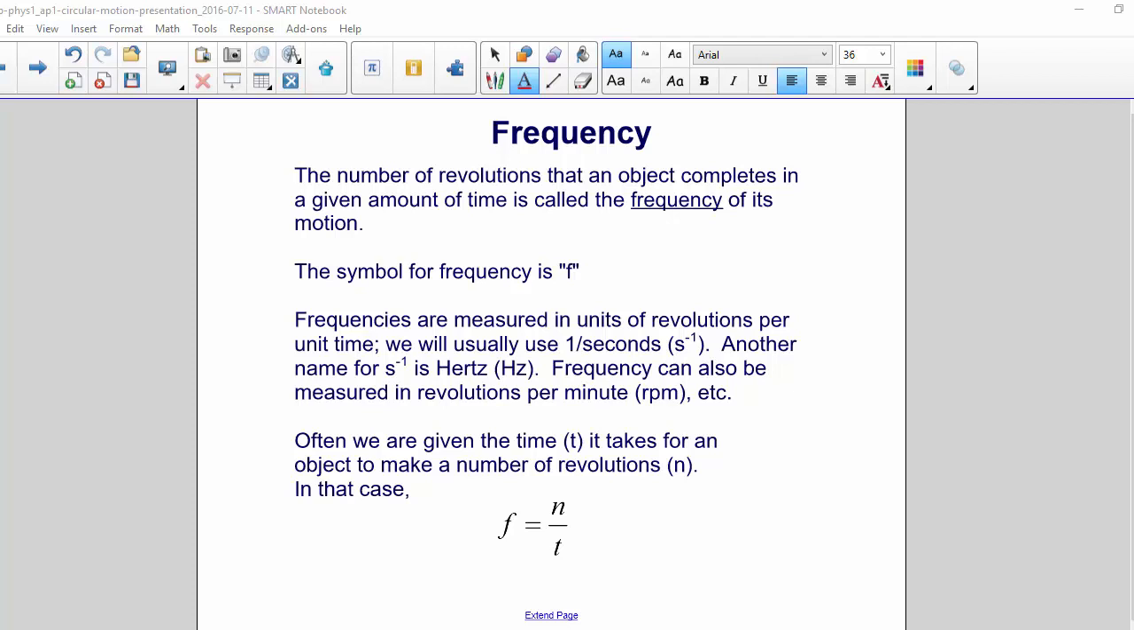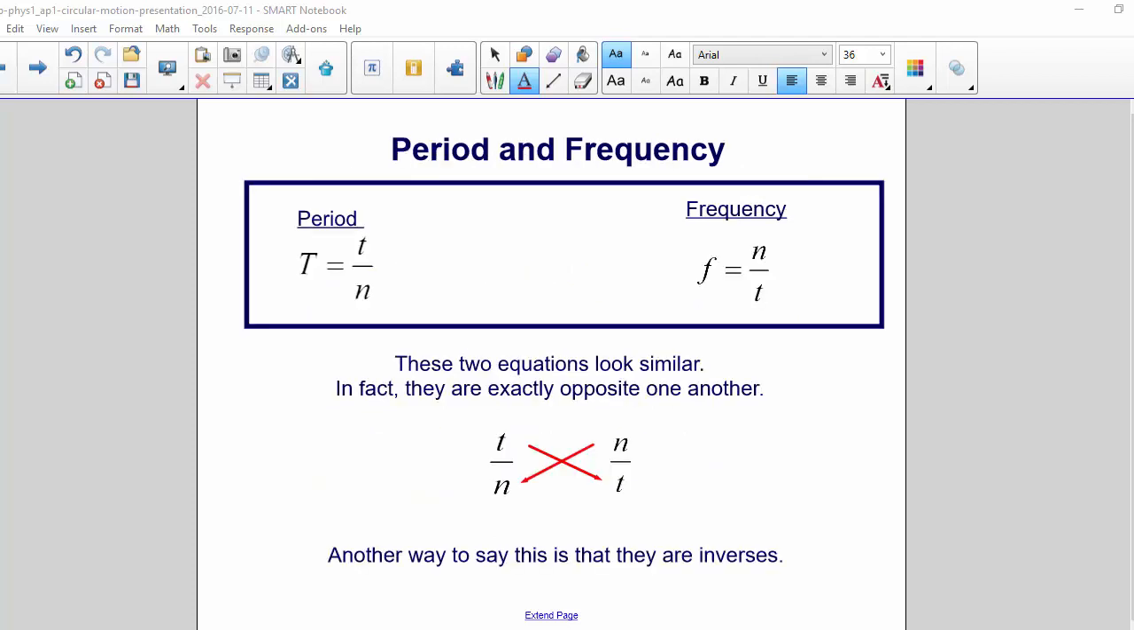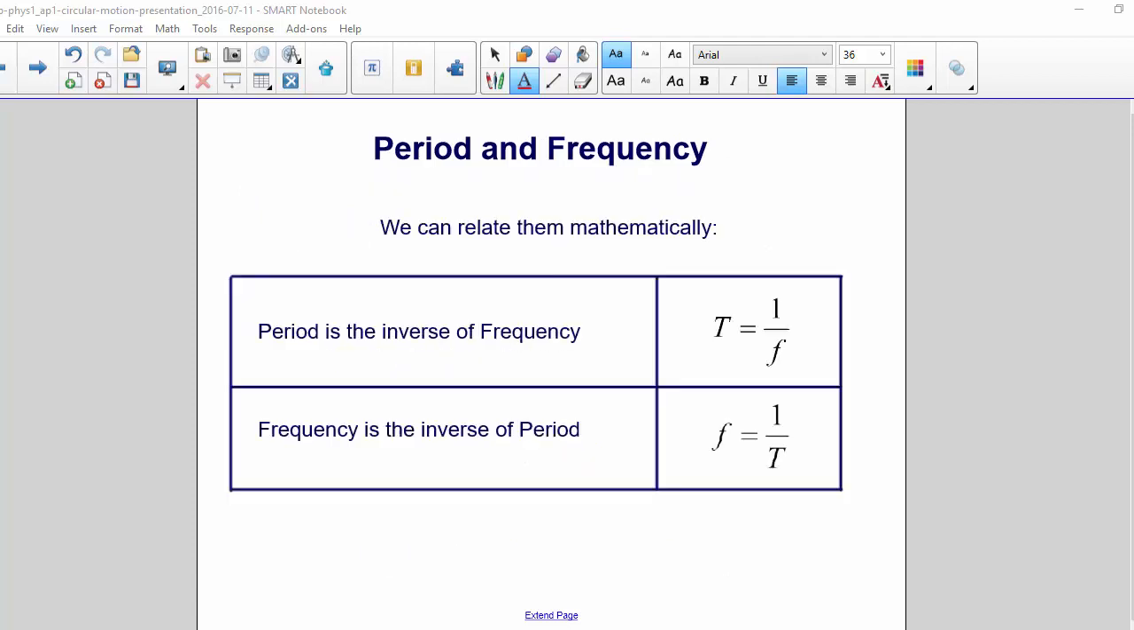Often we are given the time it takes for an object to make a number of revolutions. In that case, the frequency is the number of revolutions divided by the time it takes. Since period is t over n and frequency is n over t, these two quantities are inverses of each other. So we can also say that the period is 1 over the frequency and the frequency is 1 over the period.